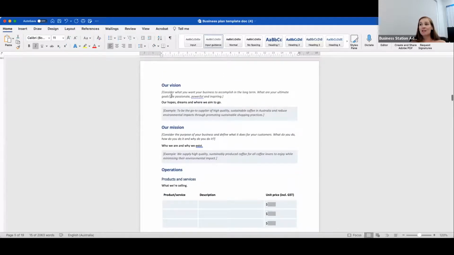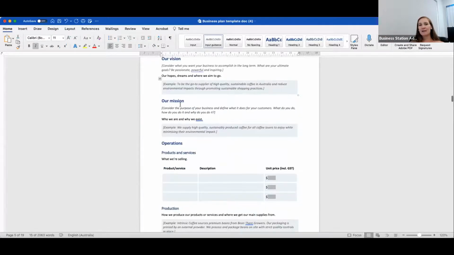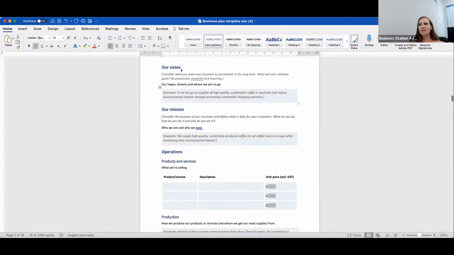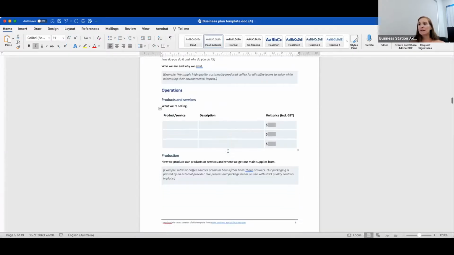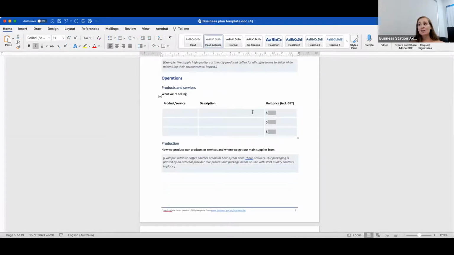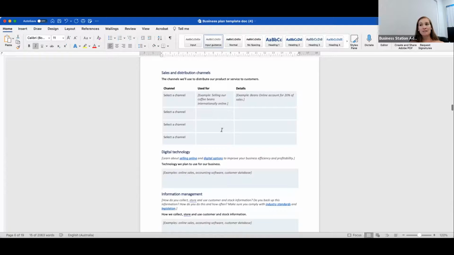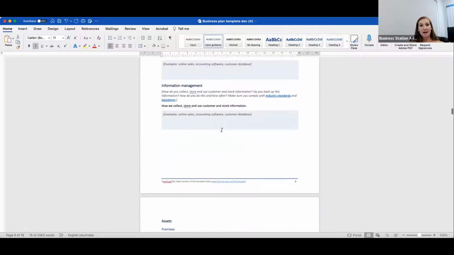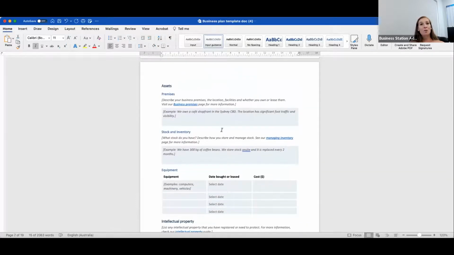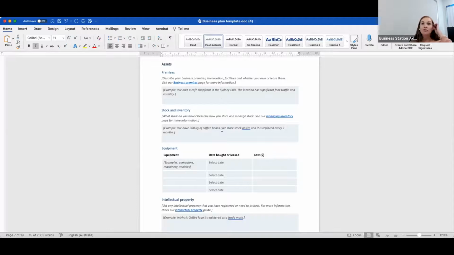Your vision and mission, there's some tips there. So in further to what I've said, there's some more tips in there about how to define that. But this might be a half-day brainstorming session that it takes you to go back and forth and really define those key areas. So this document, like I said, is one that you're going to keep coming back and forward to. Then it starts to get into operational information where you can list all of your products and the price that you're selling your products for, talk about the production, look at your sales and distribution channels. So start to look at that, looking at your digital technology, how you're going to collect and store information, what assets you have in the business, what stock and inventory you have in the business.